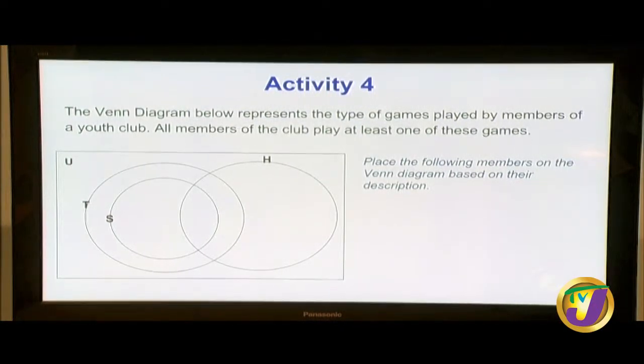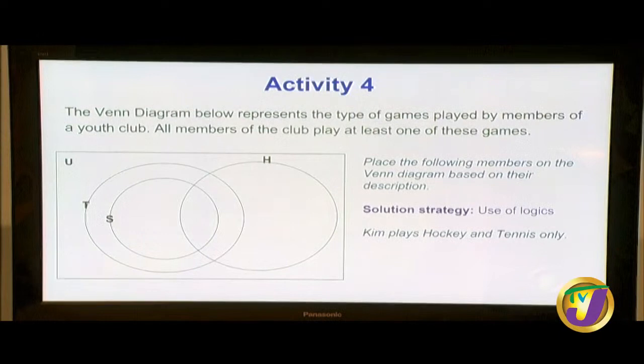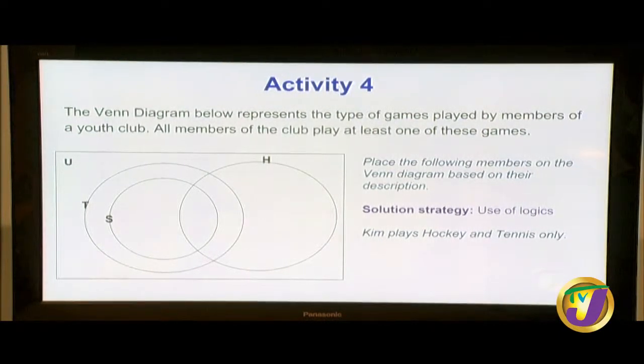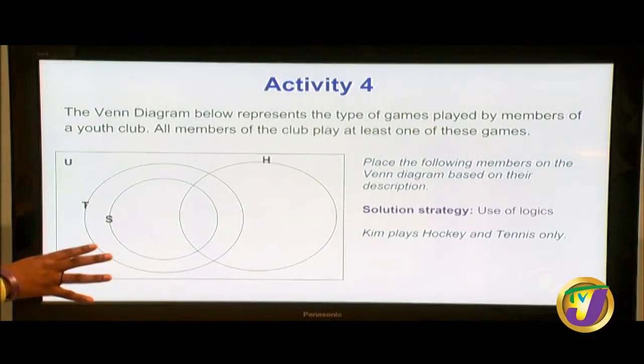Some descriptions, and I want you to place the following members on the Venn diagram based on their description. All right, that doesn't sound bad. And I think you can just use logic to do this one. Yeah, so, Kim plays hockey and tennis only. Where are you going to put Kim? Hockey and tennis only. So that means that Kim doesn't play squash.